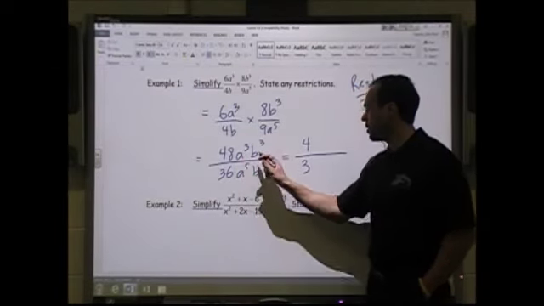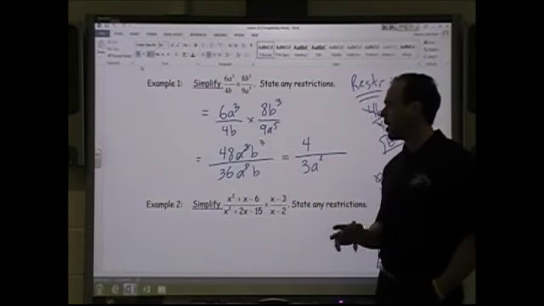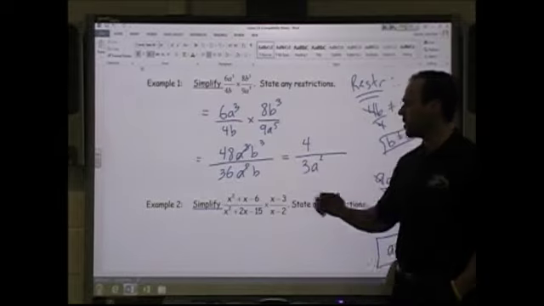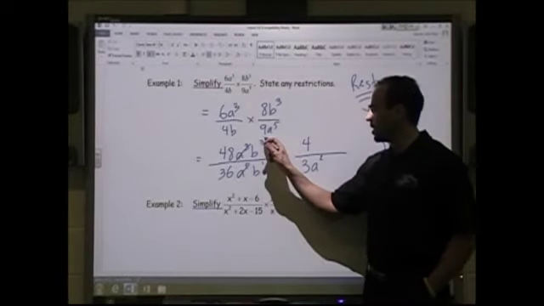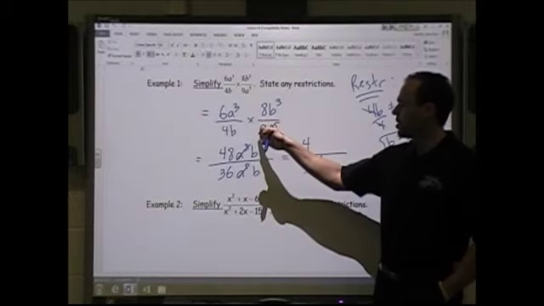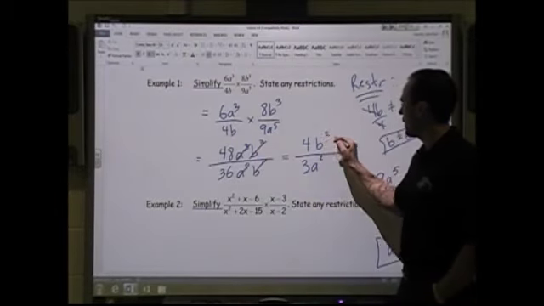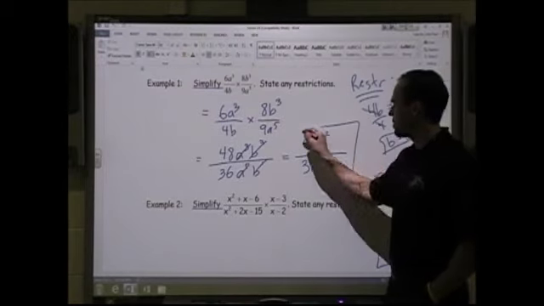So when you cancel them out, if you try to cancel these out, there's going to be a squared left on the bottom. There are 2 more left on the bottom than there are at the top. Same with this. This is b cubed divided by b to the power of 1. Again, there are 2 more b's on the top than there are on the bottom. So when you cancel these things out, at the top, you will be left with b squared. And this is my final answer.